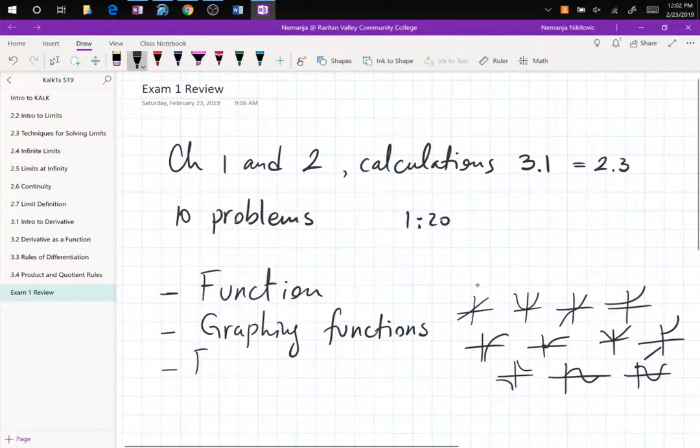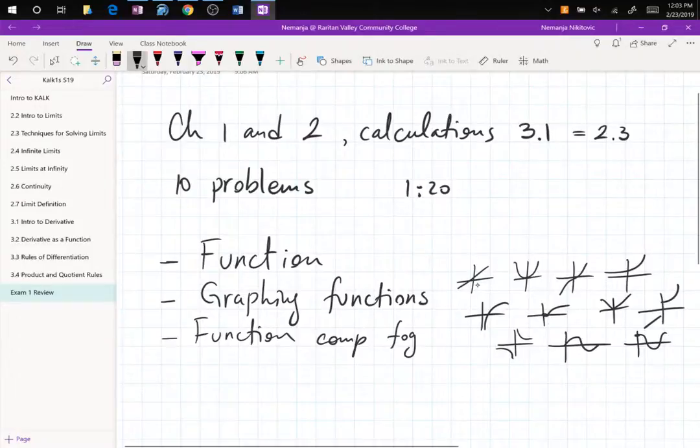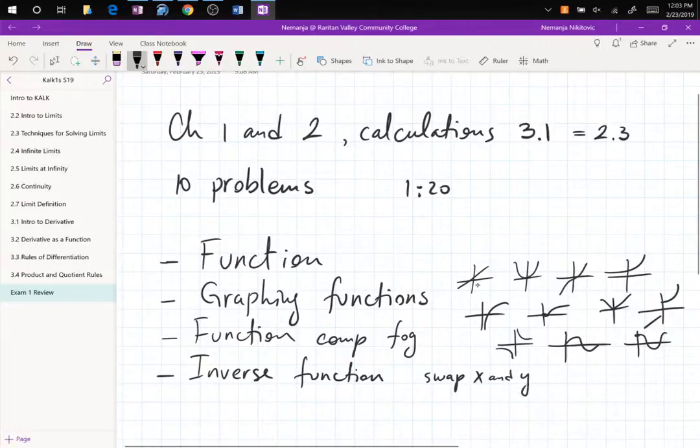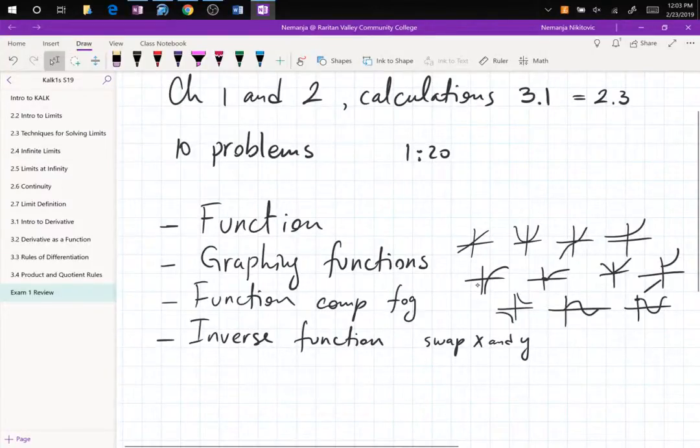The next one is function composition. That's f composed with g, or f of g of x, and stuff like that. And then we have inverse function. That's when you swap x and y, and then you compute, right, to find an inverse of a function. So that will be the first part, chapter 1. I said about 3 to 4 problems from this area. You already know that one of the questions is what is a function, or state the definition, whatever the wording is.